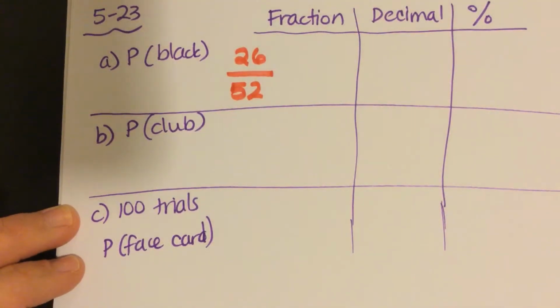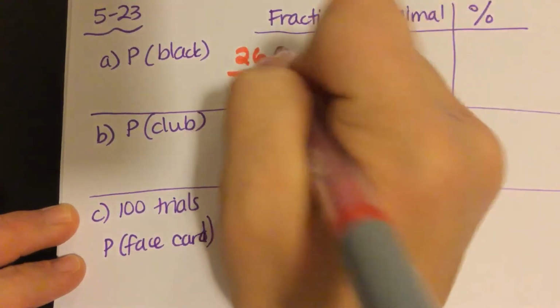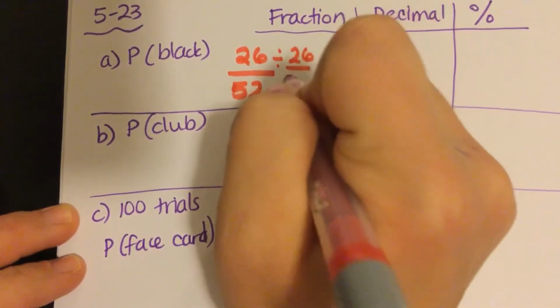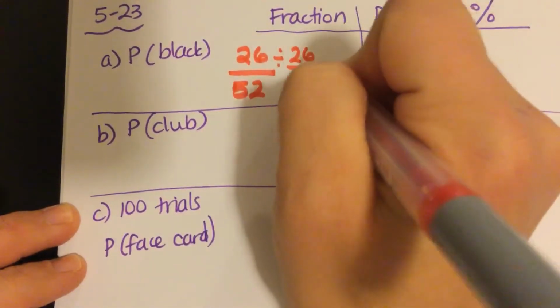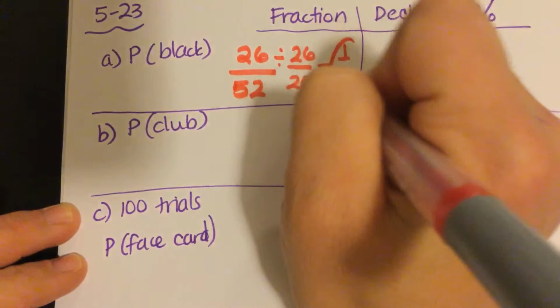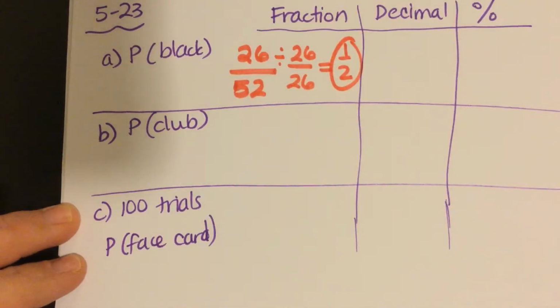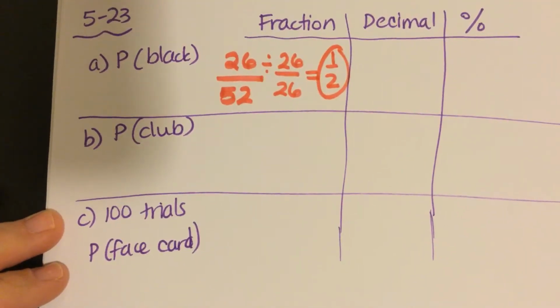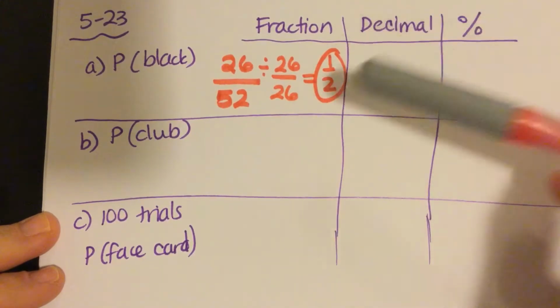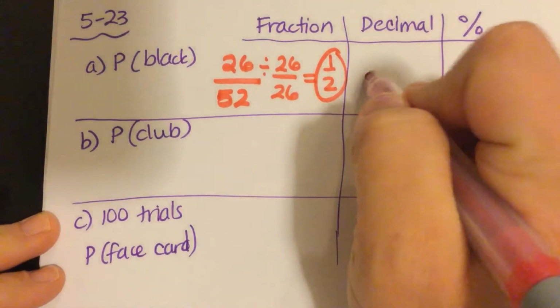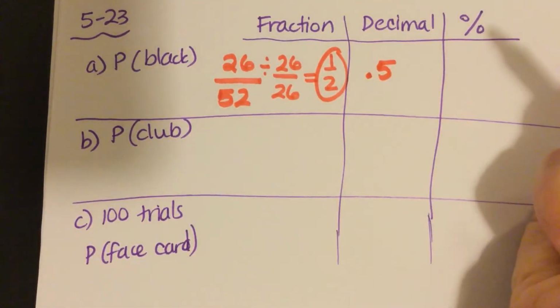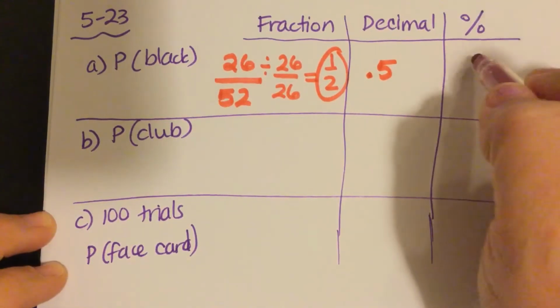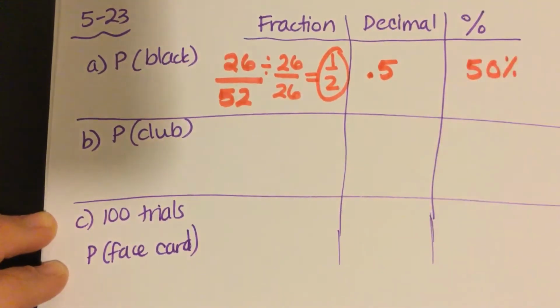This can be simplified by dividing by a giant 1, which would be 26 over 26, which would give you 1/2. 1/2 is a fraction we use regularly, so we have that one memorized. Half as a decimal is 5/10. It's 50 cents in a dollar. As a percent, it's 50%.